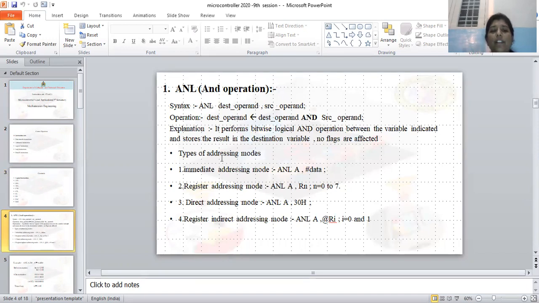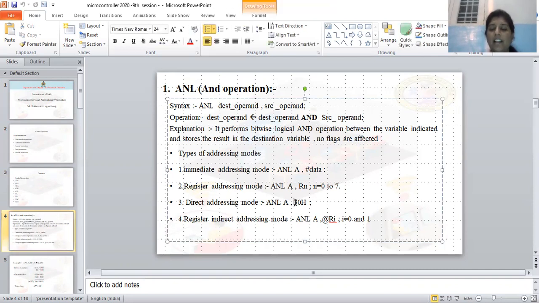Here are examples for different addressing modes. Immediate addressing mode, that is ANL A, comma, #data. Register addressing mode, that is ANL A, comma, Rn, where n is equal to 0 to 7. Direct addressing mode, ANL A, comma, direct address. Example: ANL A, comma, 30H. Then register indirect addressing mode. The example for register indirect addressing mode is ANL A, comma, @Ri, where i is equal to 0 and 1.